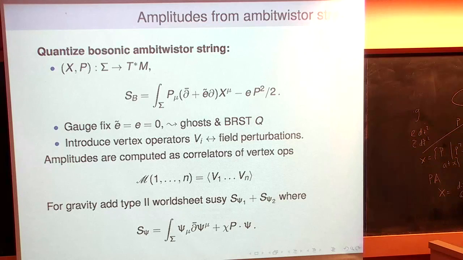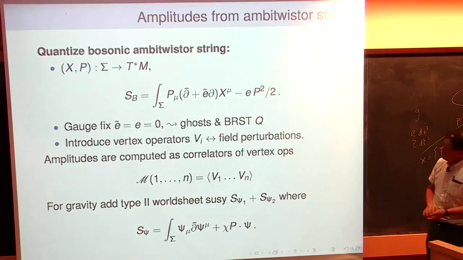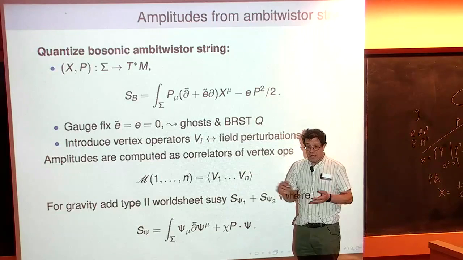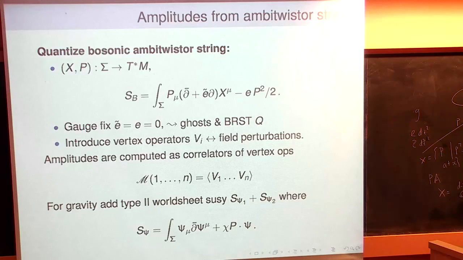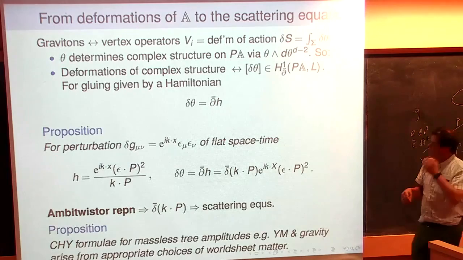Okay, so at this point, this all looks like standard string theory to a large extent. And so you might ask, where is it that the ambitwistors are playing a role? They play a significant role in the choice of the vertex operators. So I'll just go through this in the bosonic string theory case.